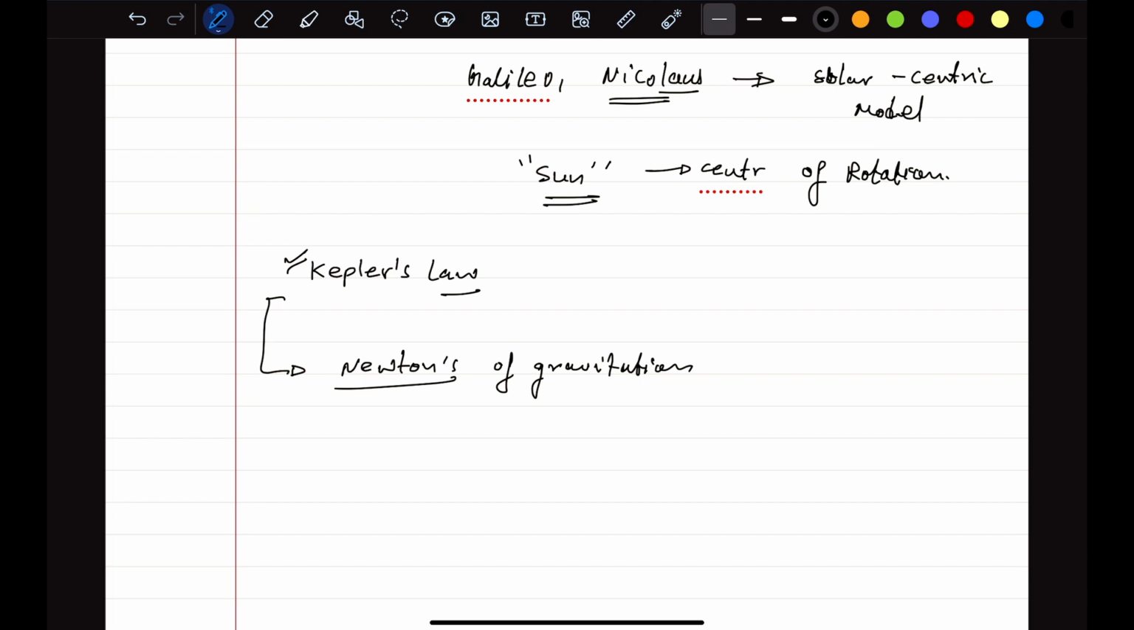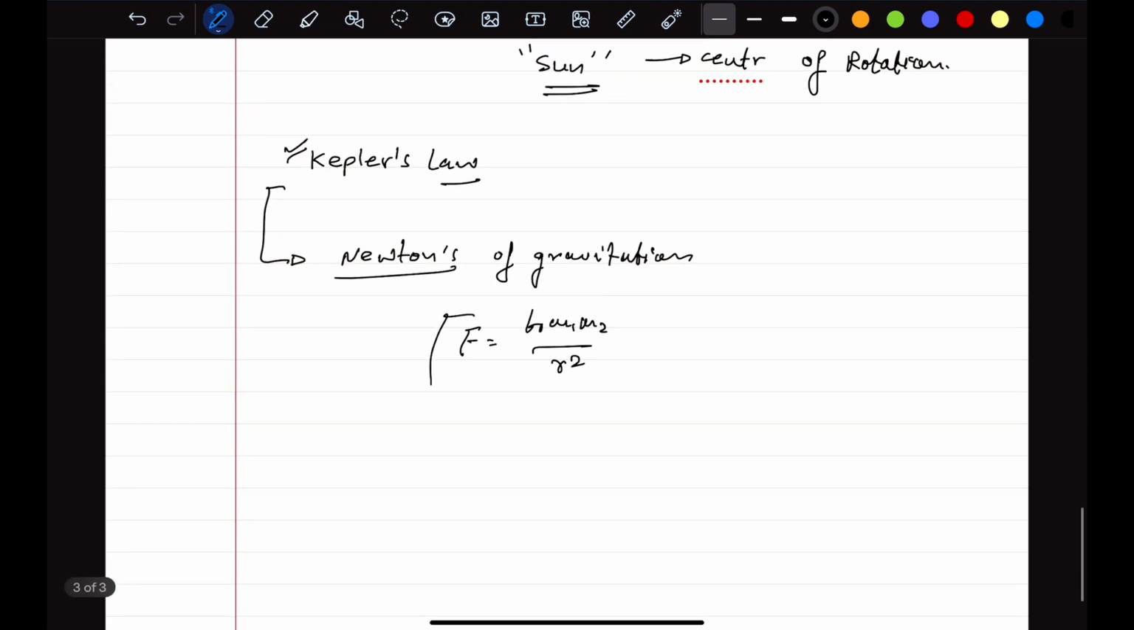So although we will use this formula, F equals G m1 m2 divided by r square, for the proof of Kepler's laws, we will discuss it later. Somewhere in Kepler's laws we will use it. Just to memorize, Newton's law of gravitation is F equals G m1 m2 divided by r square, and later on we will derive it.